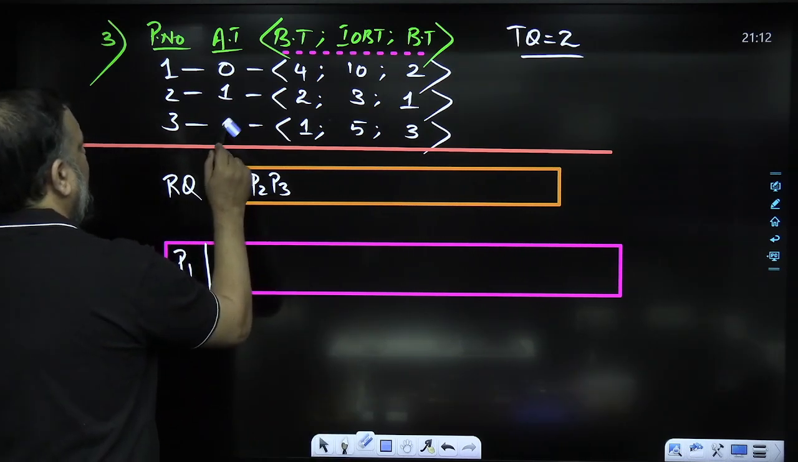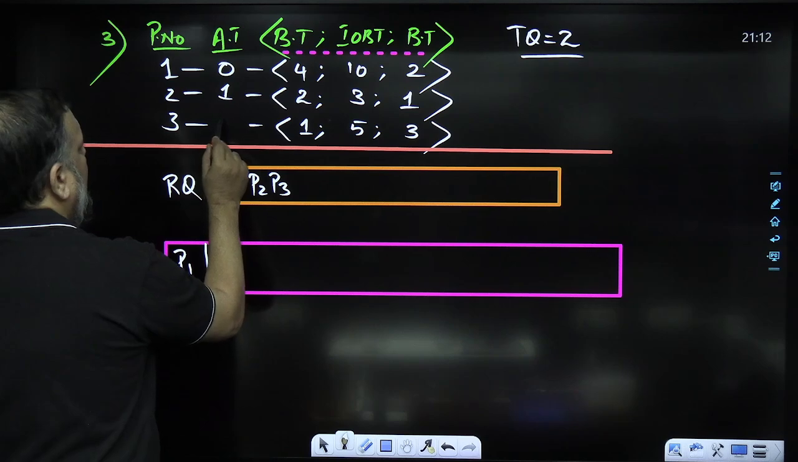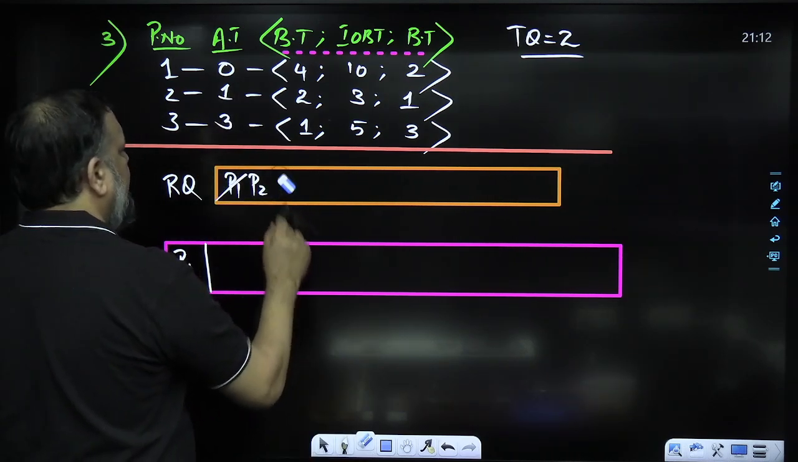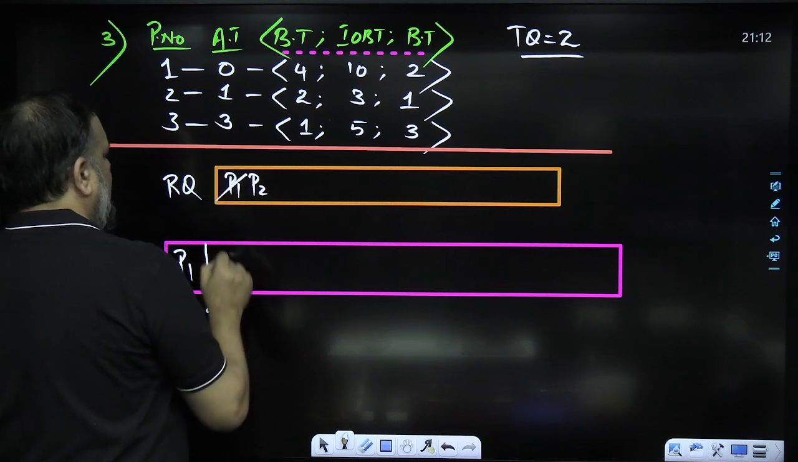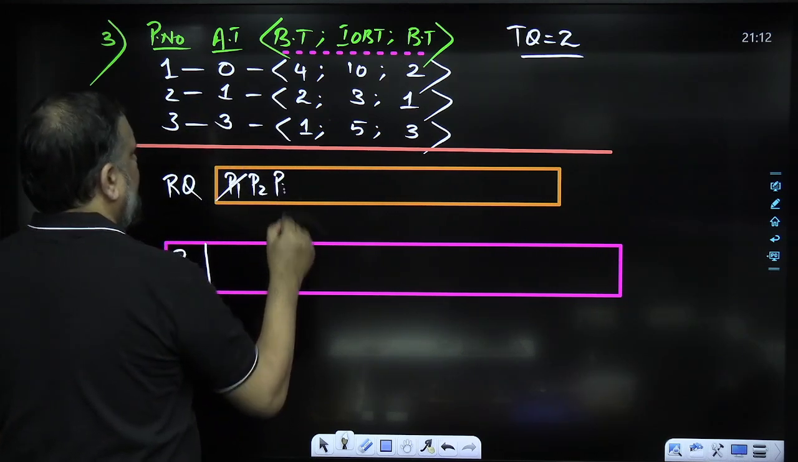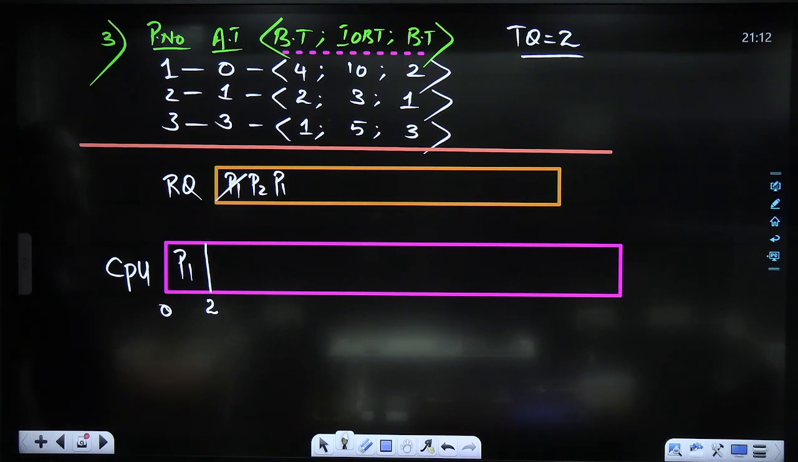Or if you just want to slightly vary the data set, let's imagine P3 has not come. I'll put this value as 3. In that situation, we'll assume only P2 has come at time 1, and at time 2, P3 has not come. So we are going to add P1 again. That's the point of understanding: we are going to add P1 again.